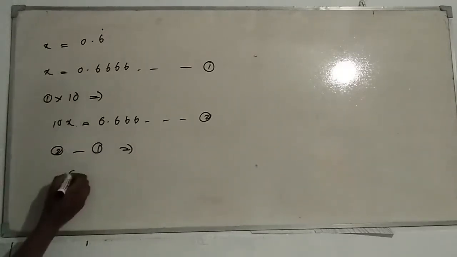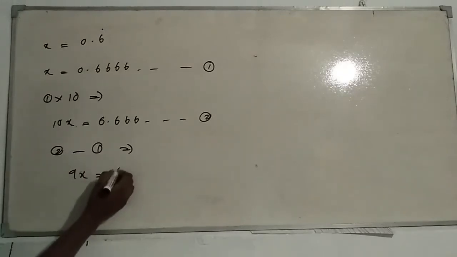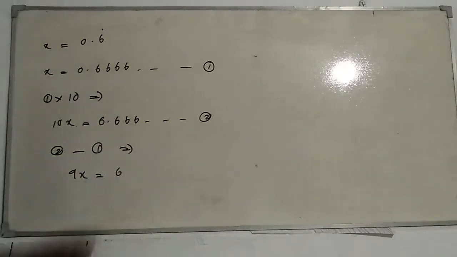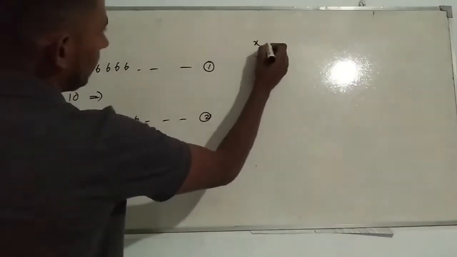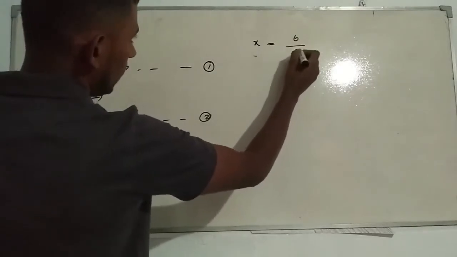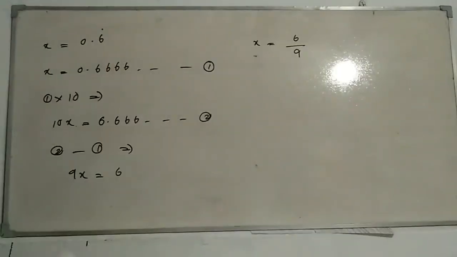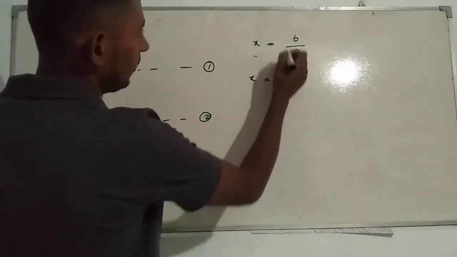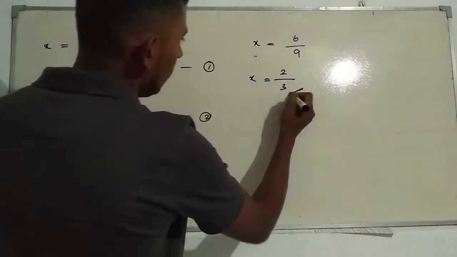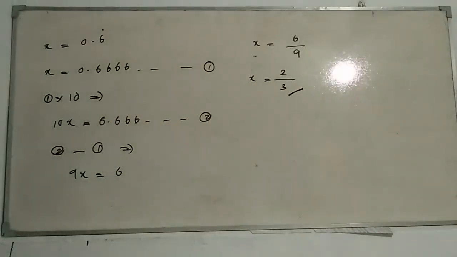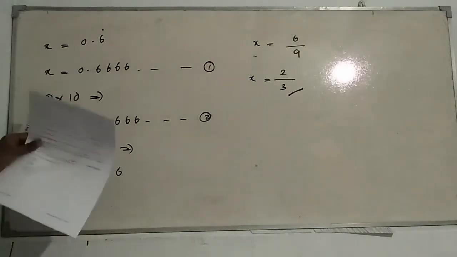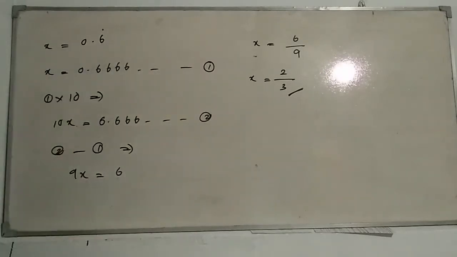You will get 9 times x equals 6. If you subtract, these decimals will cancel with each other, right? Okay. Now isolate x. Then you can get x equals 6 over 9. You can simplify this fraction by dividing both numerator and denominator by 3. Then you will get 2 over 3. That is the fraction which is equal to this decimal number. Likewise, you can easily convert those decimal numbers into fractions.